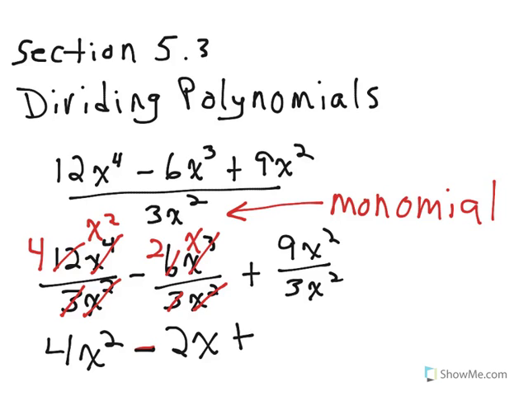In the third fraction, 9 divided by 3 is 3, and the x squared divided by x squared is 1. They cancel out, leaving just the 3. Final answer, 4x squared minus 2x plus 3.